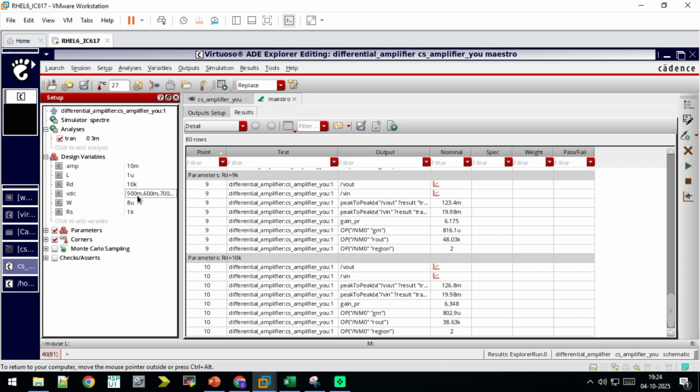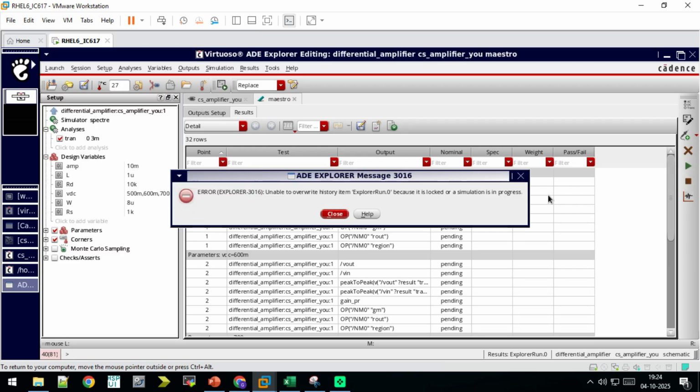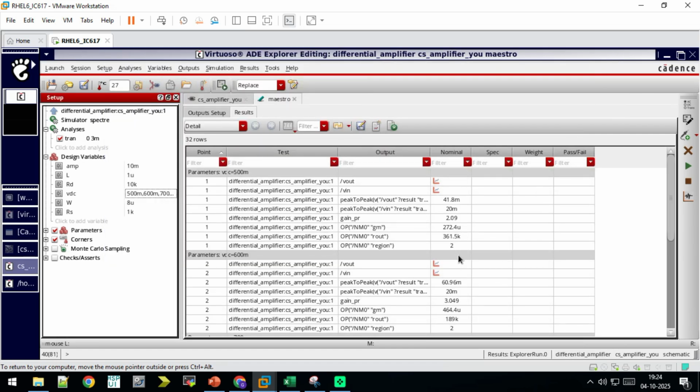Yes, I will be changing the VDS. I'm changing the VGS value, the V input value, so that GM will be changed, and I also have to observe how the gain is changed. First thing is we have to verify whether the transistor is in the linear region.